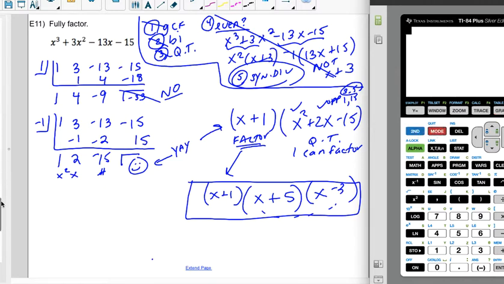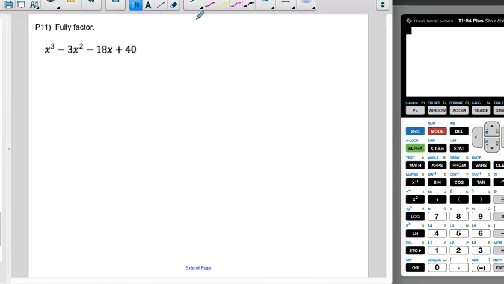a P11. All right, so go ahead and give this a try. Again, you're going to guess numbers. Now, you can go through the list. You should go through the list. There is no GCF. You can see that because they don't all have an x. They don't all have the same numbers. It is very much not a binomial. It is very much not a trinomial, right?